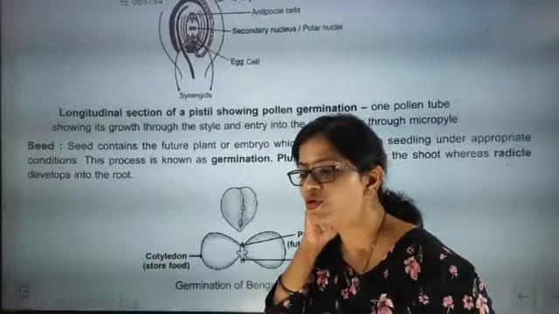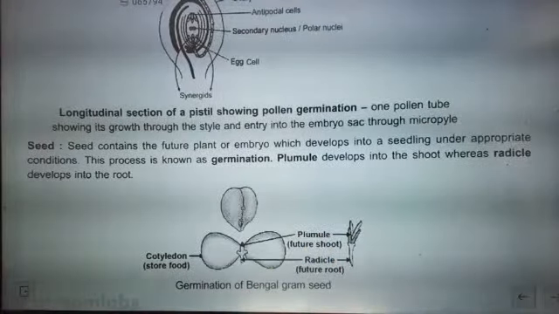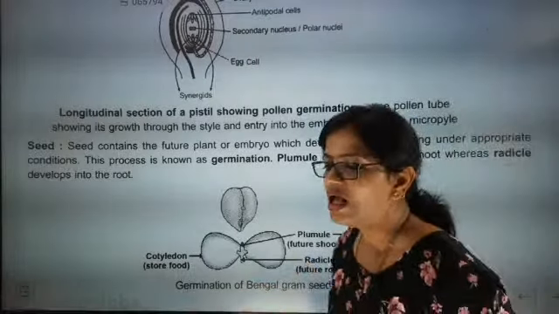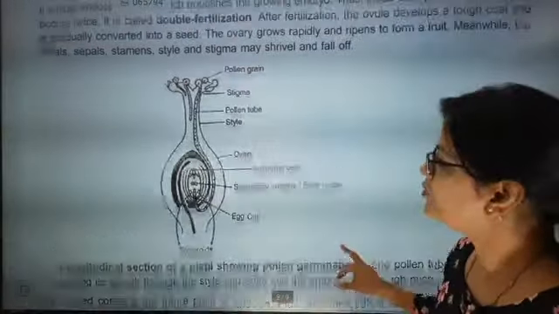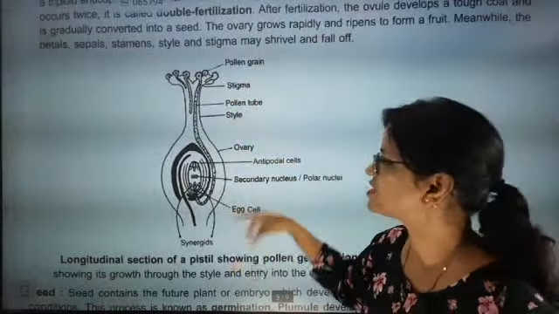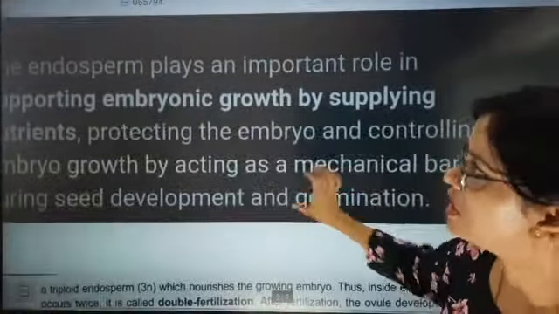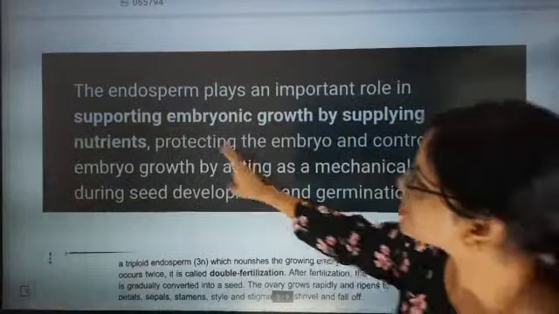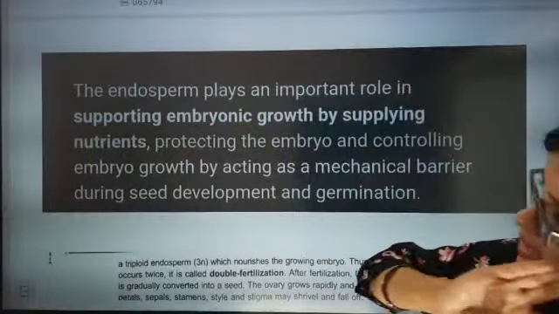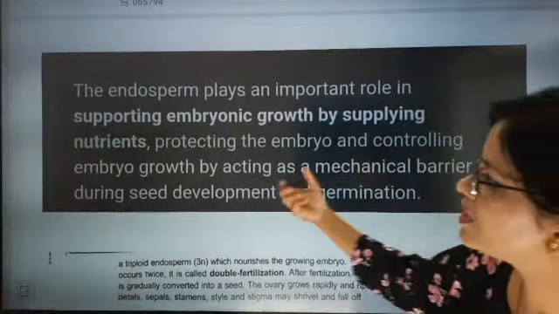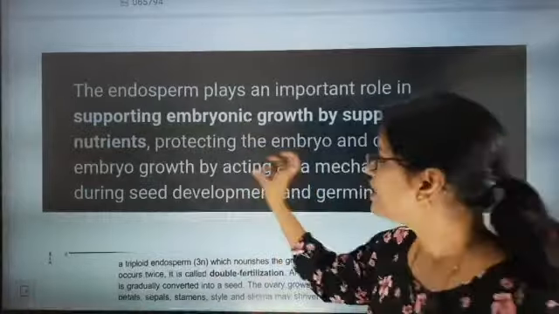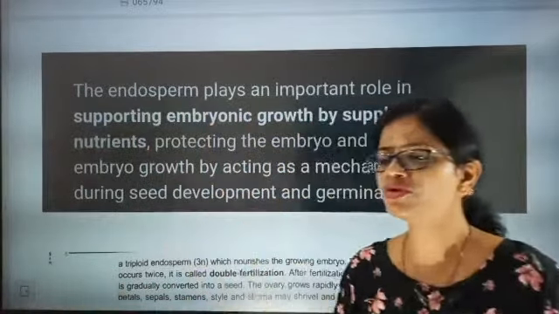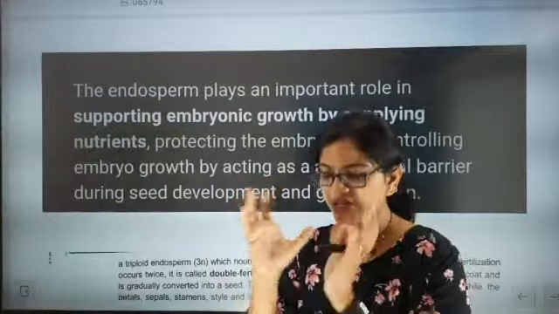So radicle and plumule, it is further divided into two sections, beta. One part is called the radicle, another part is called the plumule. So it is divided into two sections. The longitudinal view is exactly shown. Endosperms, one more time you see, play an important role in supporting embryonic growth by supplying nutrients, protecting the embryo and controlling the embryo growth. Okay, I told you, the plumule region will grow from that. It will help the fruit to grow, and its main work is protection.